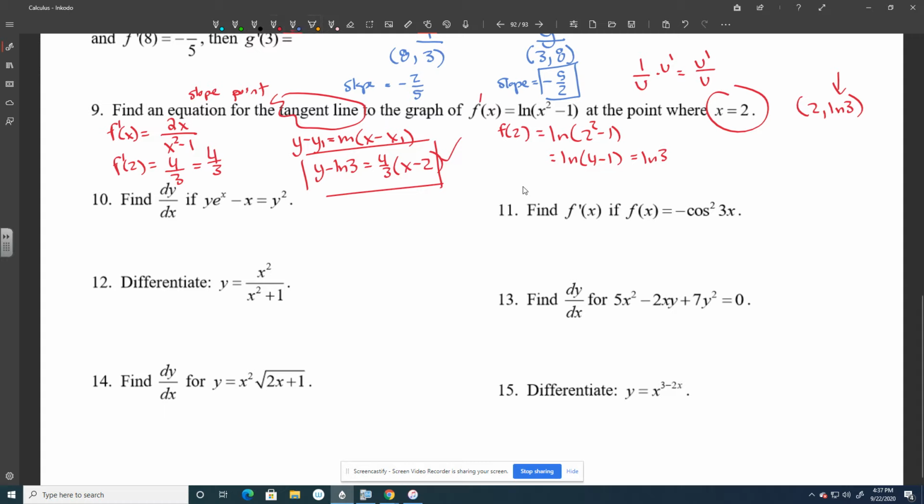So number 10, find the derivative if y equals e to the x minus x equals y squared. So right here, we have a product rule.